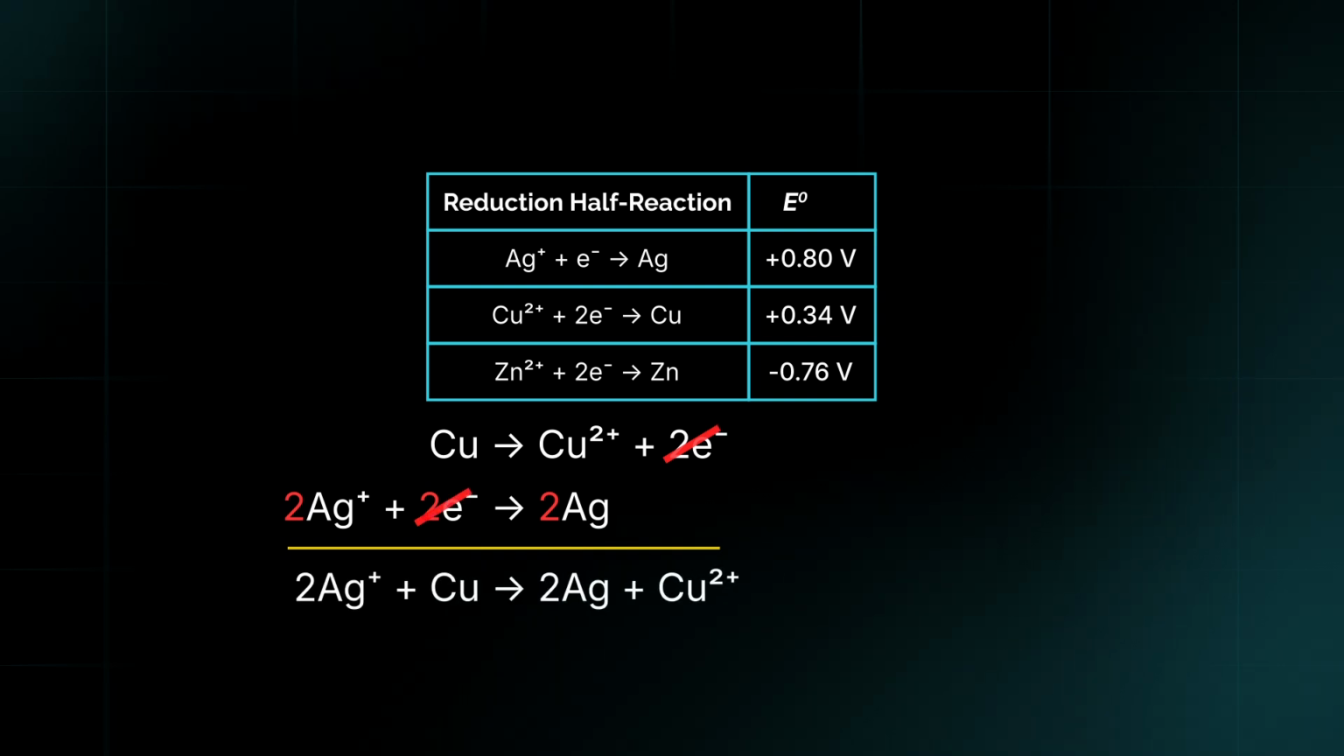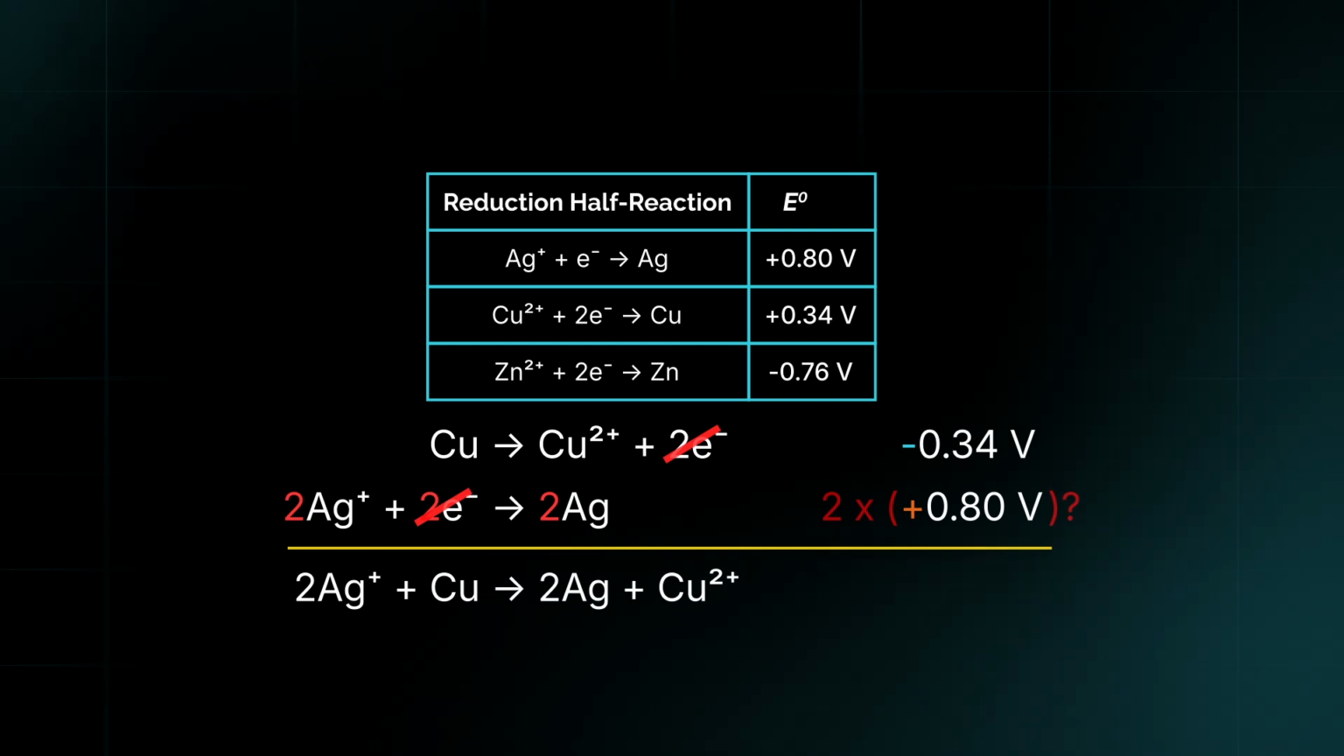Now, let's consider the potential for the overall reaction. Remember, when we reverse a reaction, we also need to reverse the sign of its standard reduction potential. Since we flipped the copper reaction, we must change the sign. But now there's something new. We doubled the silver reaction. Shouldn't we double its standard reduction potential value?